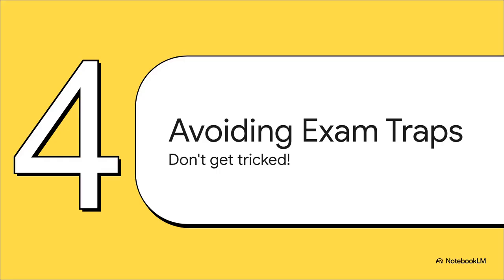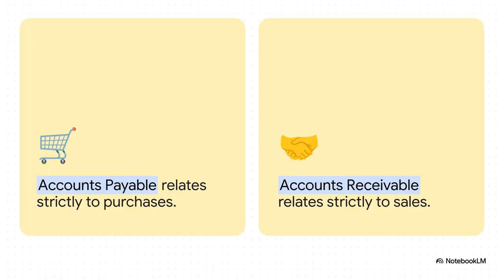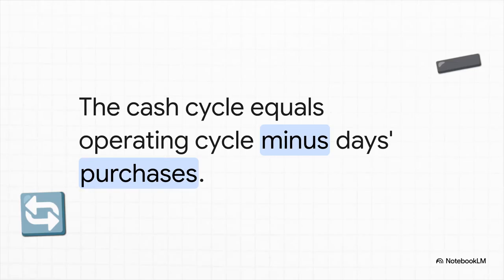All right, moving into the final stretch, Section 4, Avoiding Common Exam Traps. Okay, a massive exam trap is confusing this ratio with the receivables collection period. You've got to ruthlessly associate accounts payable with purchases and suppliers. Do not ever mix this up with accounts receivable, which relates strictly to sales and customers. If a multiple choice question starts blabbering about customer sales when it's asking about days purchases, cross it out immediately. It's a trap.